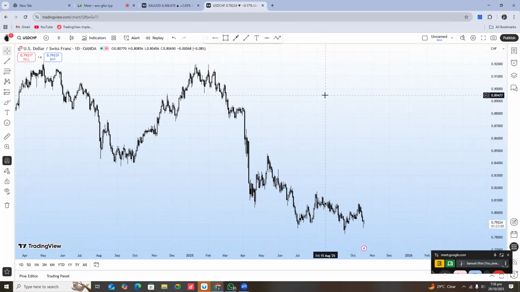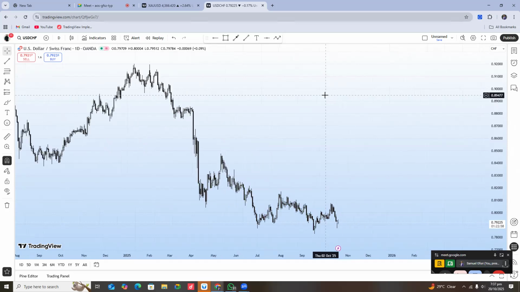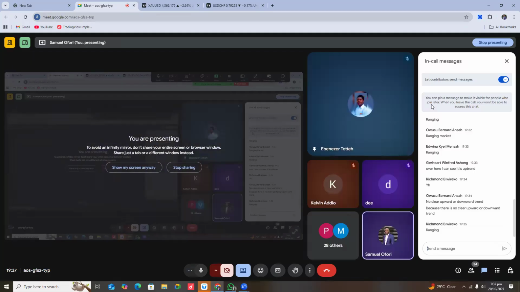So I want to believe that now it has become very clear. Sorry, I confused you. It was coming from a different market. That's why it appeared like that. What is the trend now? I hope it is clear now. What is the trend?